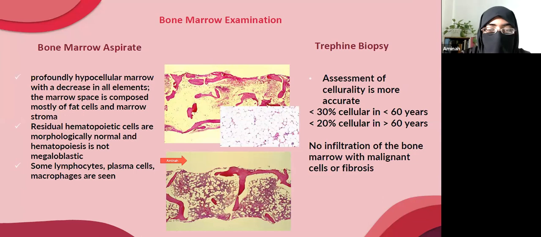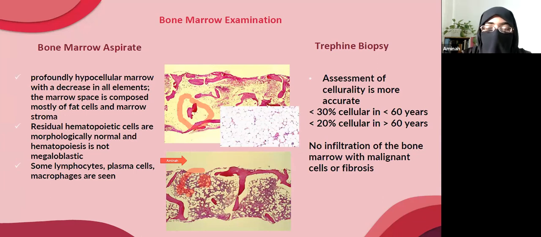So this is the normal bone marrow biopsy picture. Here you can see that there are fat cells, but most of it has hematopoietic stem cells as well. While here, most of it is just adipose tissue. And you can also see lymphocytes, plasma cells, and macrophages.